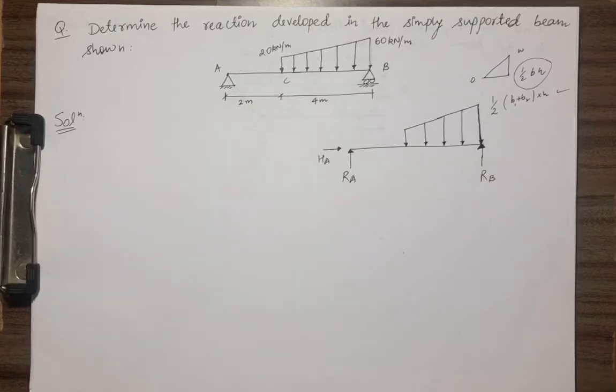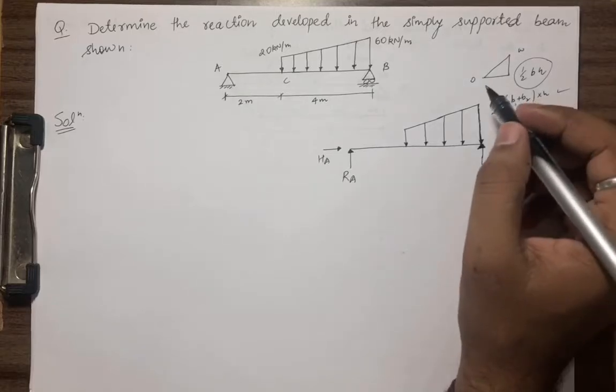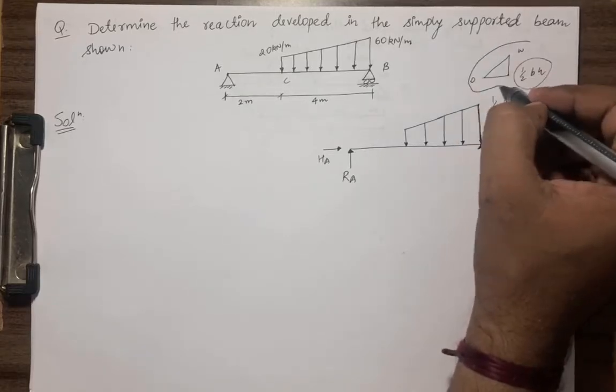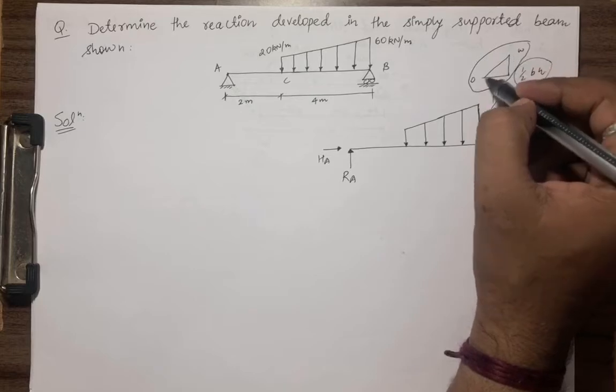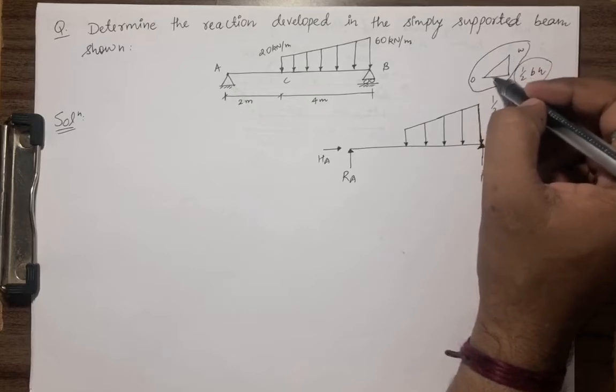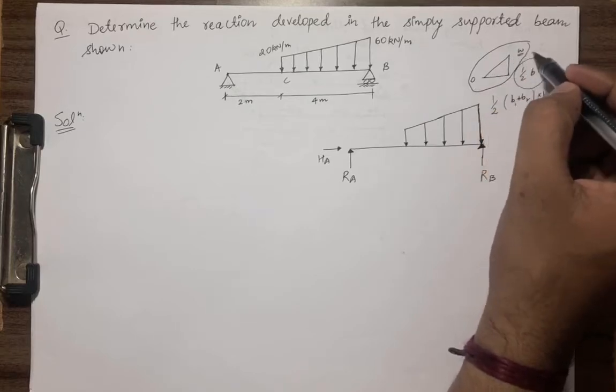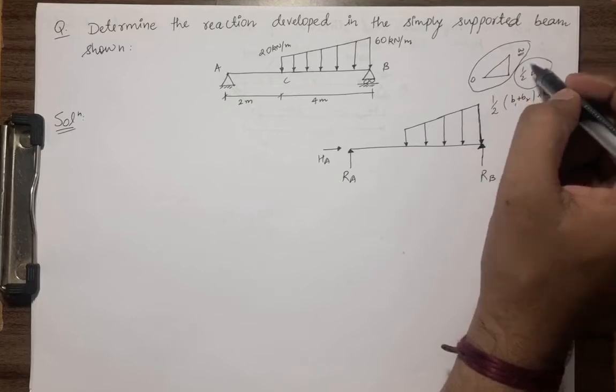So in the previous lecture we have seen how to solve the beam for concentrated load and for uniformly distributed load. So today we are going to see how we are going to solve if the loading is uniformly varied, or UVL. So if the loading is triangular like this, means at one end the loading intensity is 0 and at the other end it has some magnitude, let us say W.